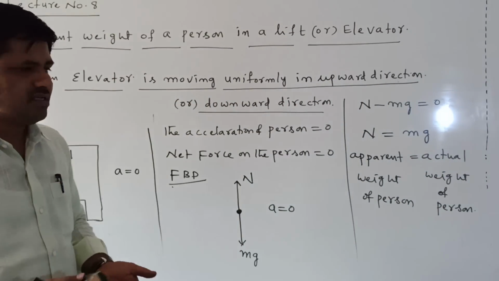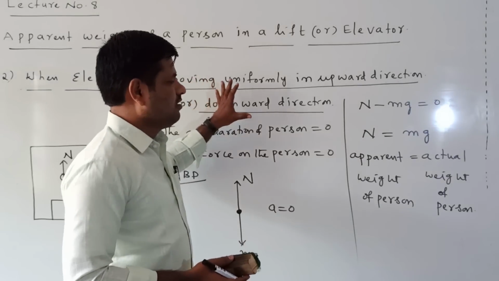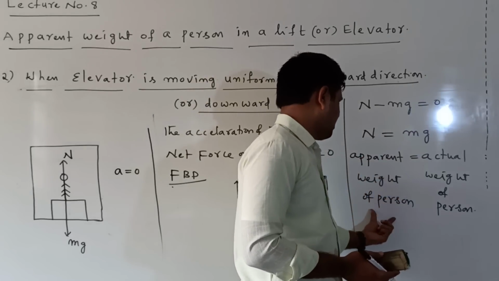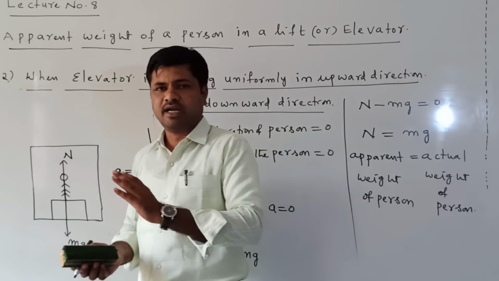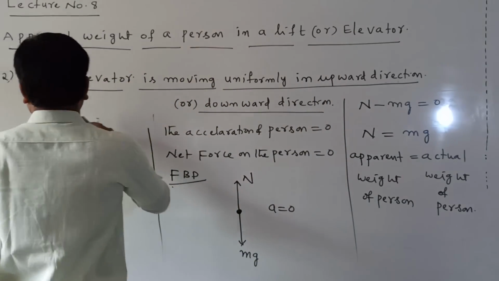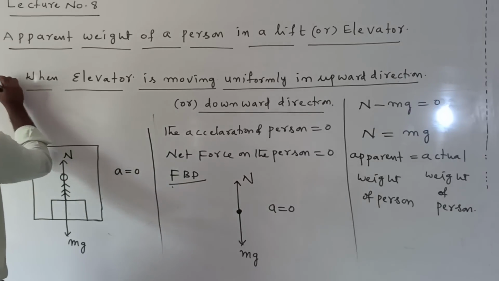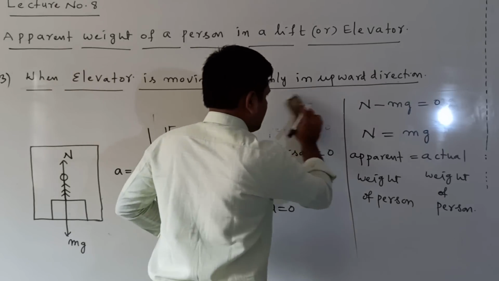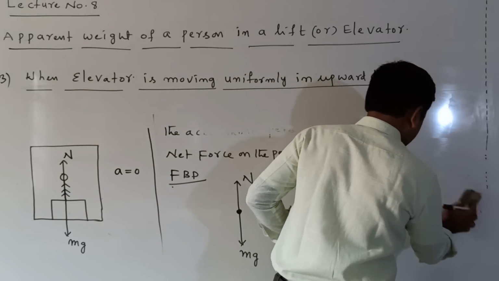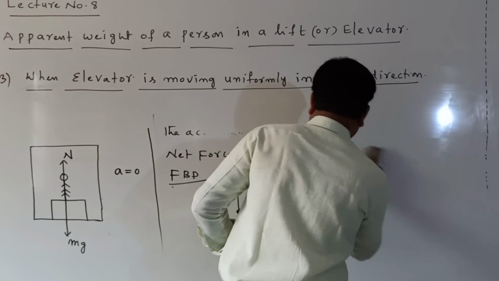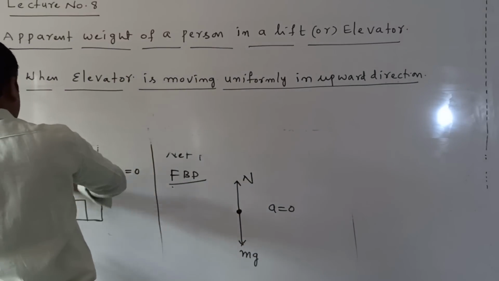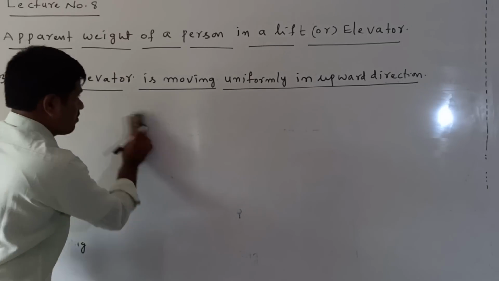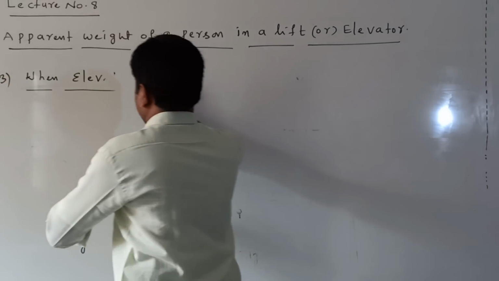In both cases we are getting the same condition. In the previous condition and this condition, we are getting the same: apparent weight of person is equal to actual weight of person. In case 1 and case 2, we get the same. Now case 3. Next we will discuss case 3.